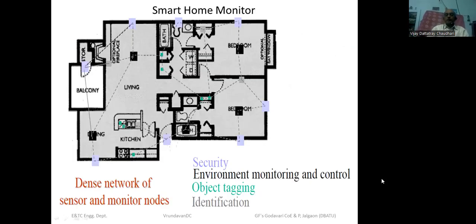Similarly, a smart home monitor is there. This is actually a dense network of sensor and monitor nodes. It has balcony, living room, bathroom, bedroom, whatever security measures we can implement in our home, whatever environmental monitoring and control options are applied, and which objects are placed where. If you want to tag that object, then an object tagging application can also be implemented, and object identification is also implemented using the embedded system. And in a nutshell, you can make your home a smart home.